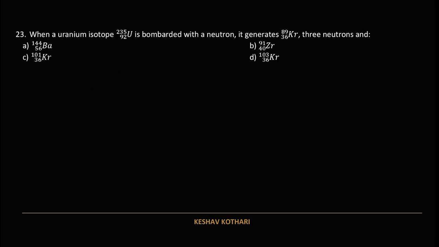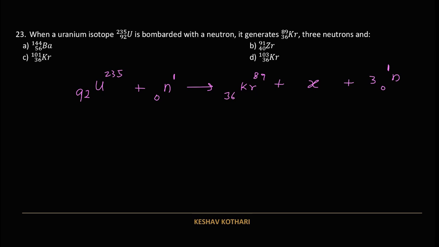When a uranium isotope 92U235 is bombarded with a neutron, it generates krypton 36Kr89, then X, and 3 neutrons. And along with it, what is liberated? So if I write the equation for it, I can write it in this way: 92U235 is bombarded by a neutron and then it produces krypton, that is 36Kr89, plus X, which we don't know about, and 3 neutrons. So if we go with this, the sum of the superscripts and the sum of the subscripts must be the same on either side, of the reactant and product.